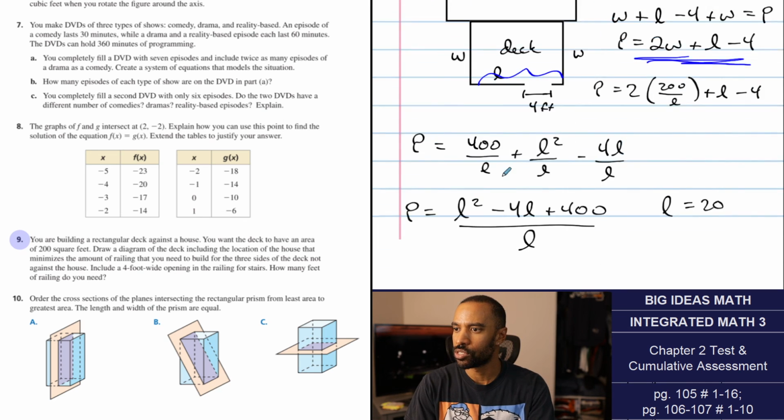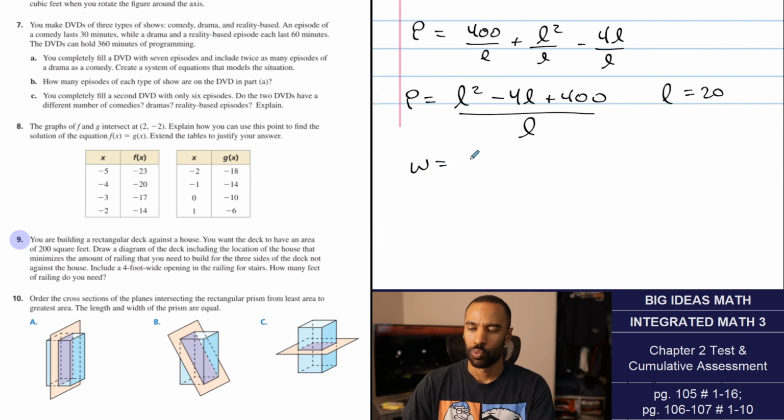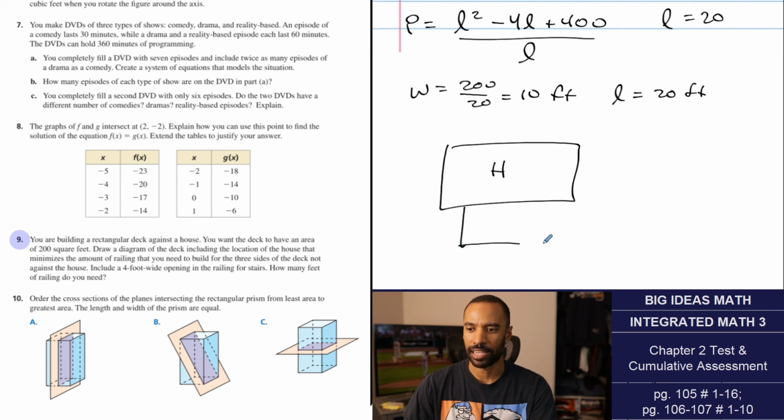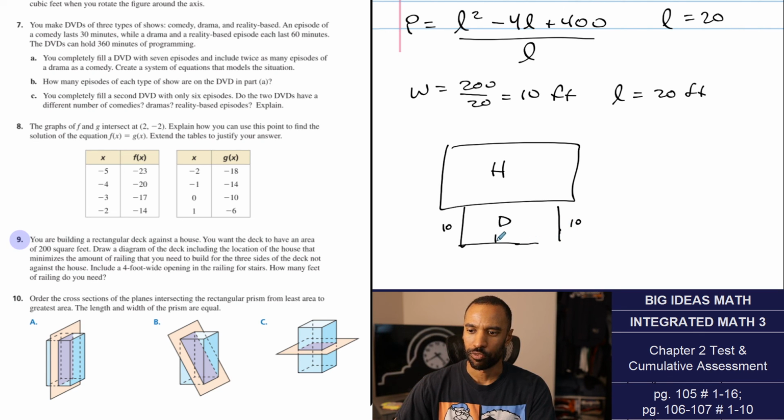Width is 200 over length. Width is 200 over 20, which is 10. So 10 feet. Your length is 20 feet. As a diagram, though, you have to remember the 4-foot opening. We have house. We have deck with an opening. So this is 10 feet plus 10 feet plus 20 minus 4. So here, let's put the deck in the corner. So 20 minus 4 would make that 16.